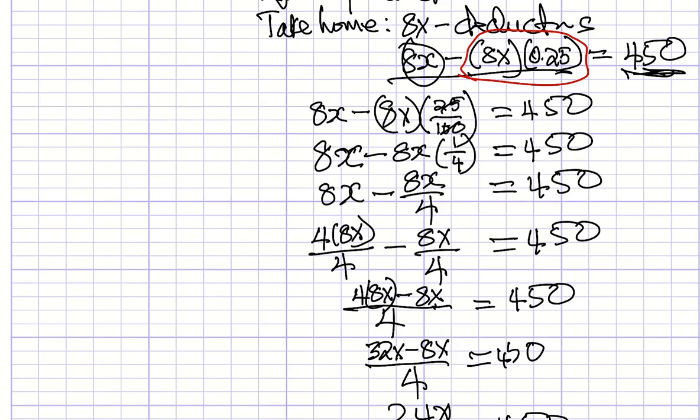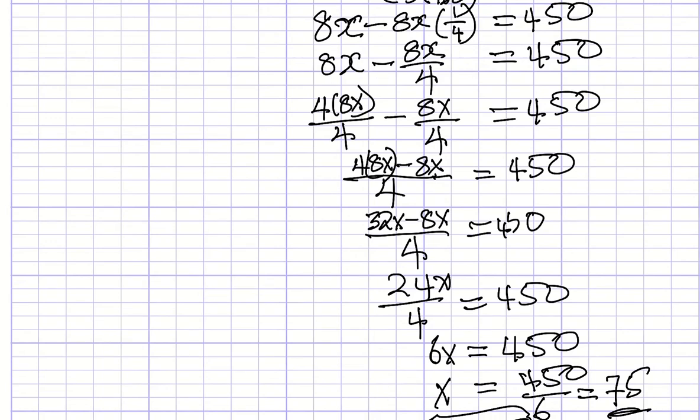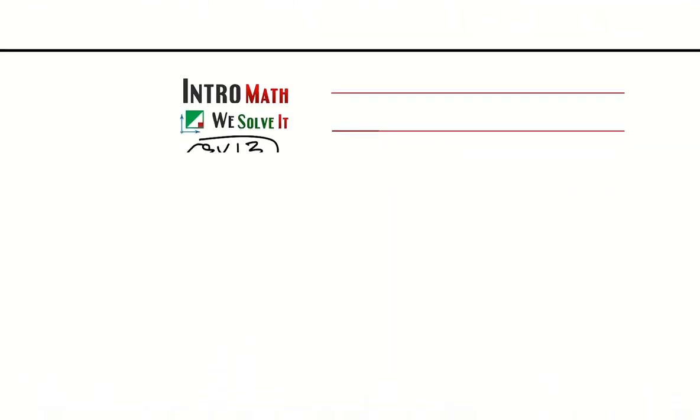But anyway, that's what is going on. You can do it any way you want. You can multiply 0.25 times 8x if that's easier for you, but I did it my way. Do it any way you want. Okay, so we'll move on to the next problem.